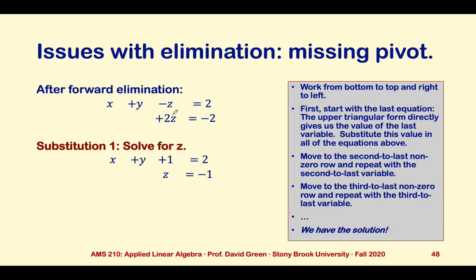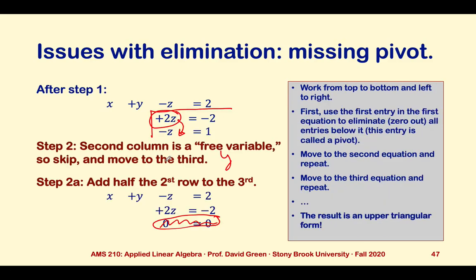We use the same strategy for back substitution. Start with the last row. The last row, in this case, has a single variable that we can directly solve for. 2z equals -2 means z must be -1. We then substitute: -z, if z is -1, becomes +1. Shift our attention upward.